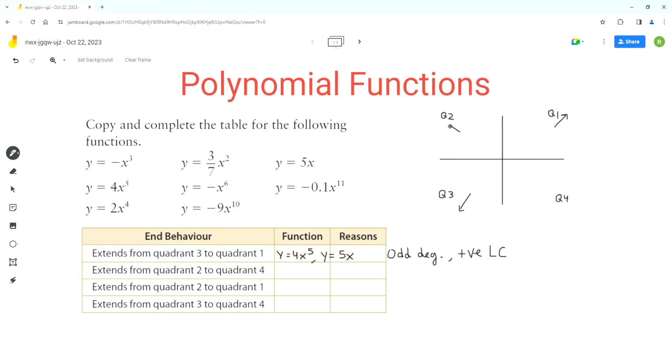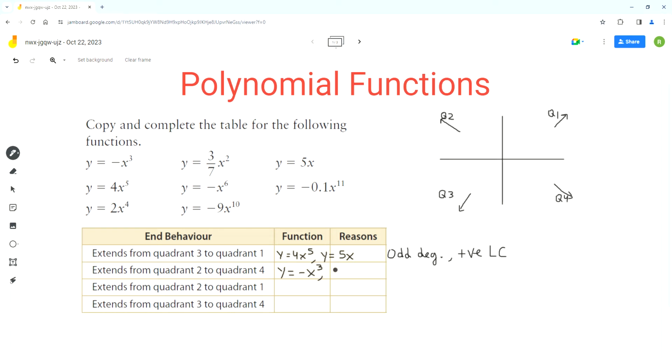On the left side the graph is in this direction, and on the right side the graph is in quadrant 4. This graph crosses through the x-axis because it has to go across, and as we go from left to right, the function is going down. So this function should have an odd degree and a negative leading coefficient. That is y equals negative x cubed. This has degree 3 and the leading coefficient is negative 1.